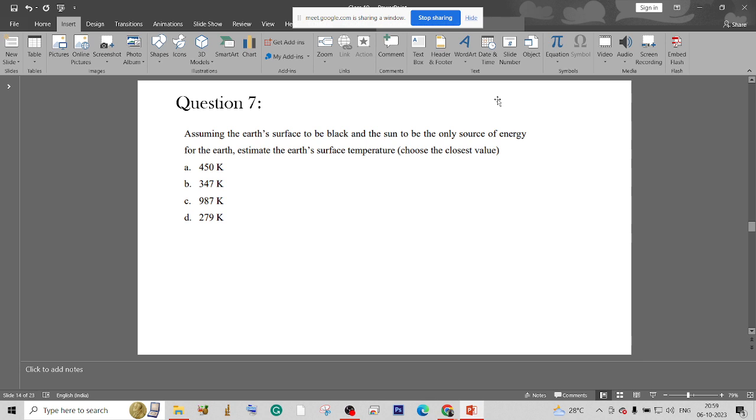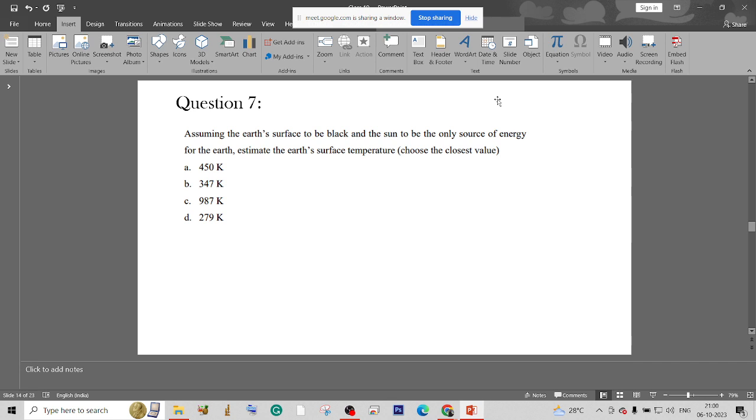Now considering Earth to be a black body, this is sigma T to the power 4. So we can write Q_S double dash upon 4 is equal to sigma T to the power 4, or the temperature of the Earth is equal to Q_S double dash upon 4 sigma, to the power 1 by 4.